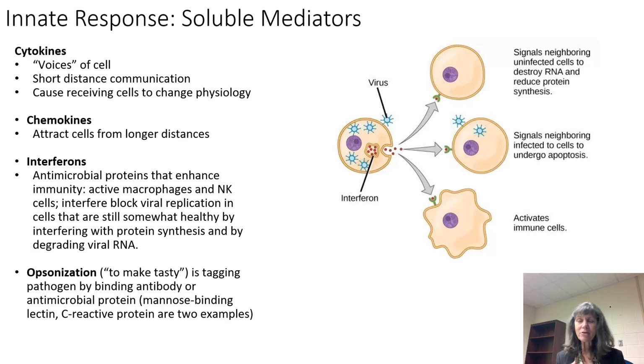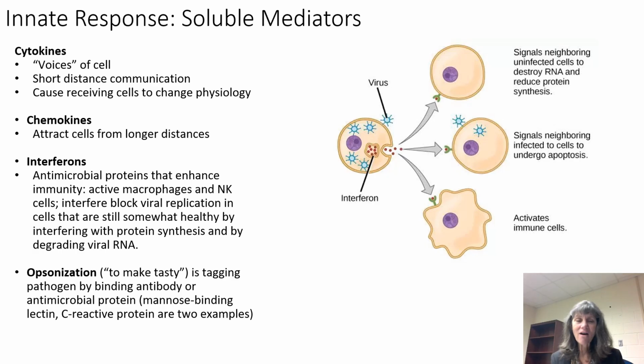Interferons are antimicrobial proteins that help enhance our immune response. They activate macrophages. That word should be activate, not active. They activate macrophages and natural killer cells. They also help interfere with viral replication in cells that are still somewhat healthy by blocking protein synthesis, also by degrading viral RNA, or sometimes even causing cells that are infected to undergo apoptosis, which you can see in the picture on this particular slide.